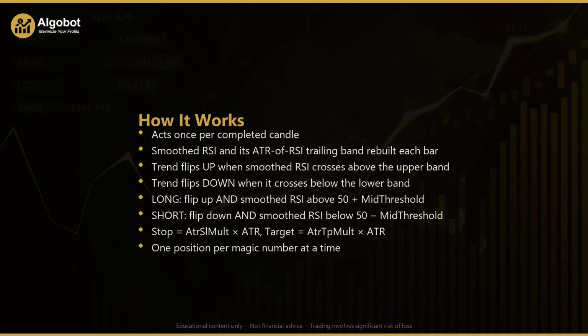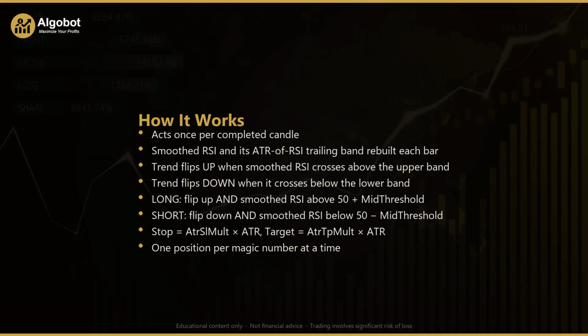A flip on its own is not enough. The strategy adds a midline confirmation. For a long, the smoothed RSI must be above 50 plus the midline threshold, which defaults to 2, so above 52. For a short, it must be below 50 minus that threshold, so below 48. This keeps entries on the momentum-confirming side of neutral and trims the noisy flips that occur while the RSI drifts around 50. When both conditions line up and no position is already open under the strategy's magic number, it enters.